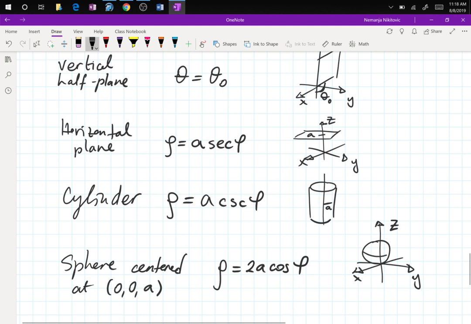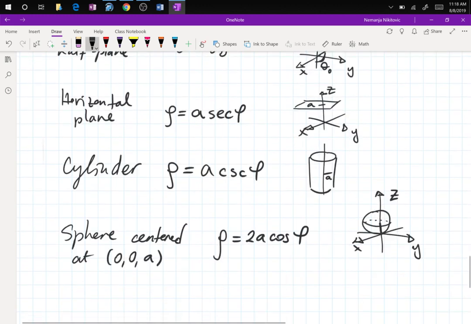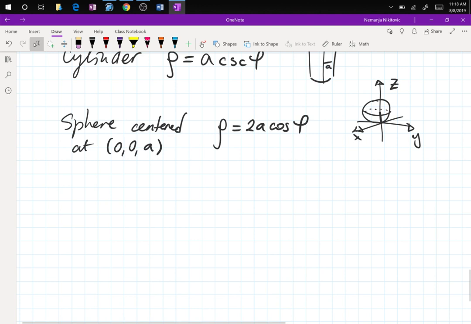So that's the ball centered, right? And you have the radius a, which is also the height over here from the origin. So these are some shapes that you can deal with. And let's take a look at a few examples.